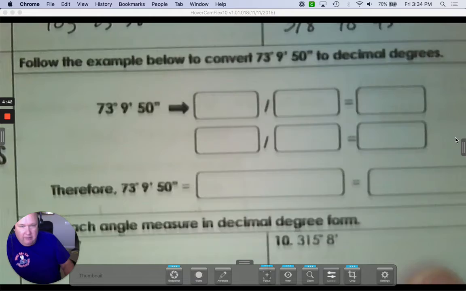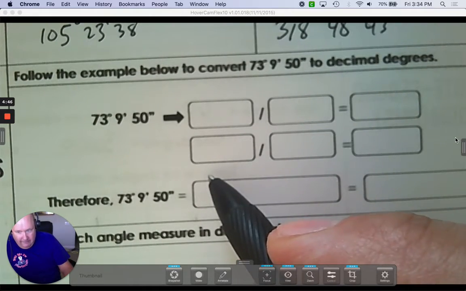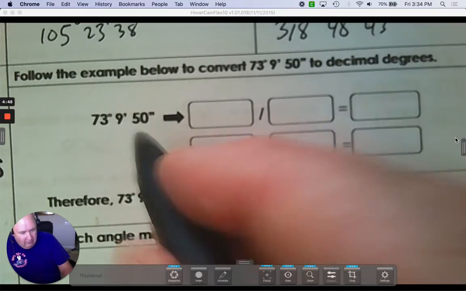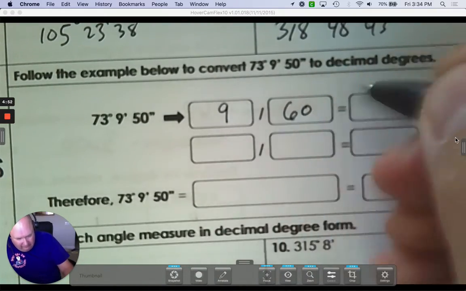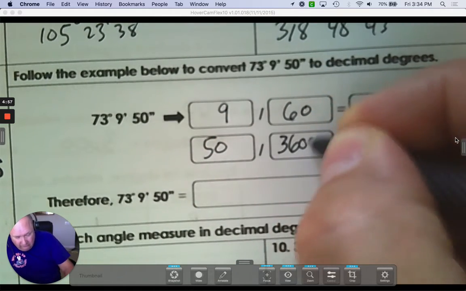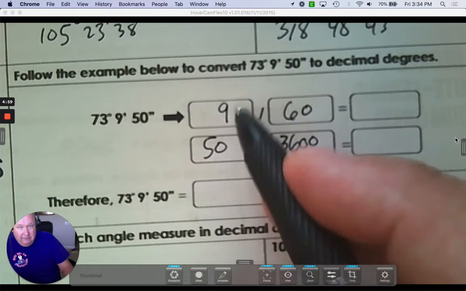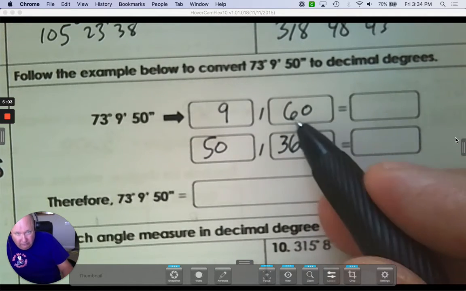How about the other direction? If you have DMS, can you change it to degrees only? So in order to do that, recognize that minutes will now need to be divided by 60, and seconds will be divided by 3,600. So seconds out of an hour. So how many minutes in an hour, how many seconds in an hour. That's where those numbers come from.